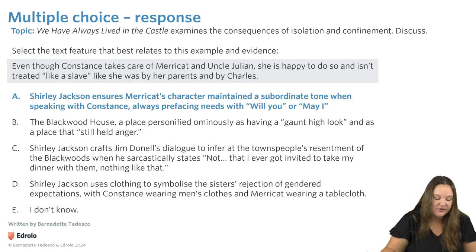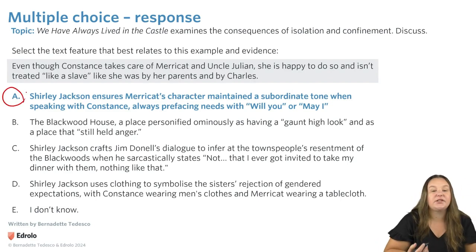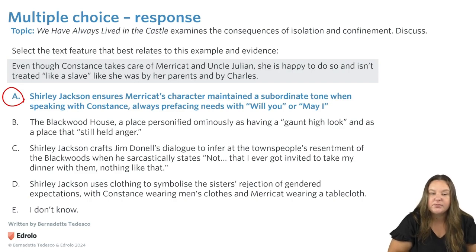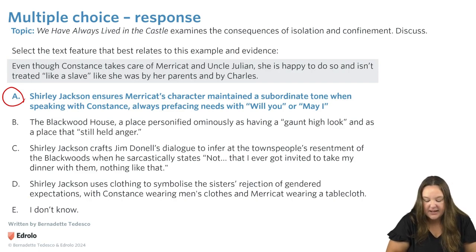Hopefully you were able to identify this first feature here. Now, it says that Shirley Jackson ensures Mary Cat's character maintained a subordinate tone when speaking with Constance, always prefacing needs with "will you" and "may I."